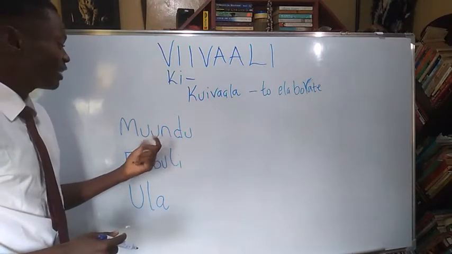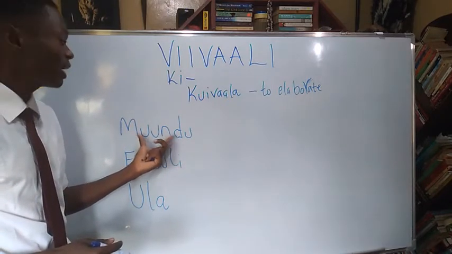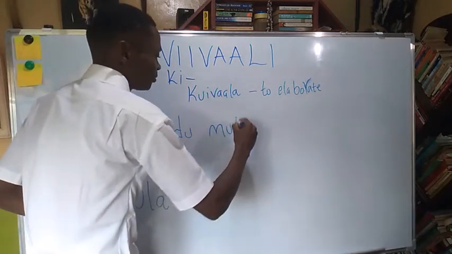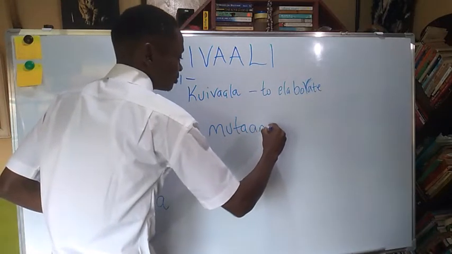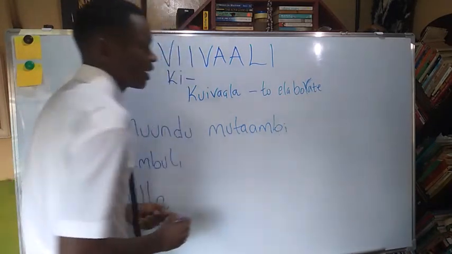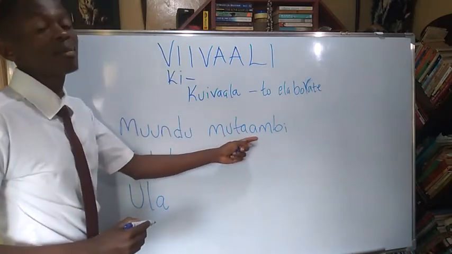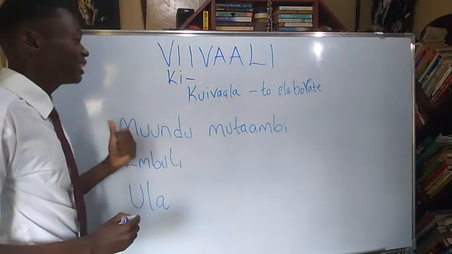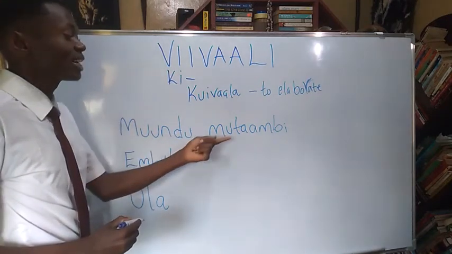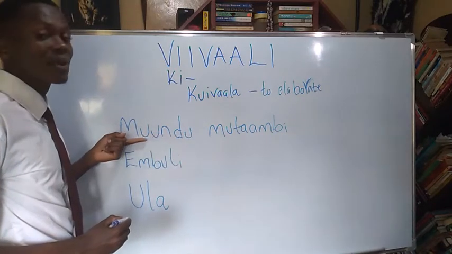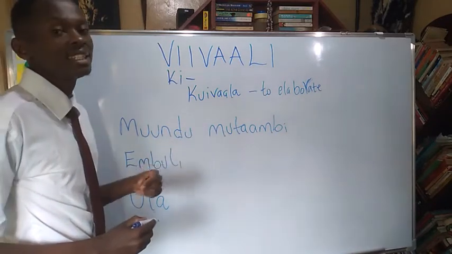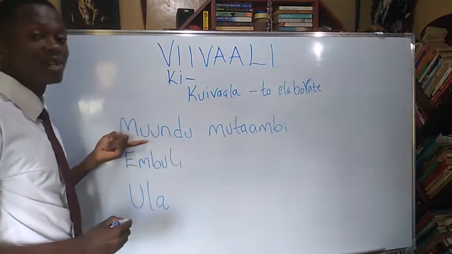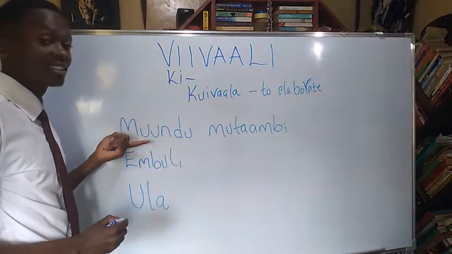So, if we wanted to describe a person, let's say Mundu Mutambi, a tall person. Tambi is tall. We did in our previous lesson discuss how we get the mu to rhyme with the mu, that Lulogooli is an alliterative language, that the mu here stands for the mu in the noun class scenario.